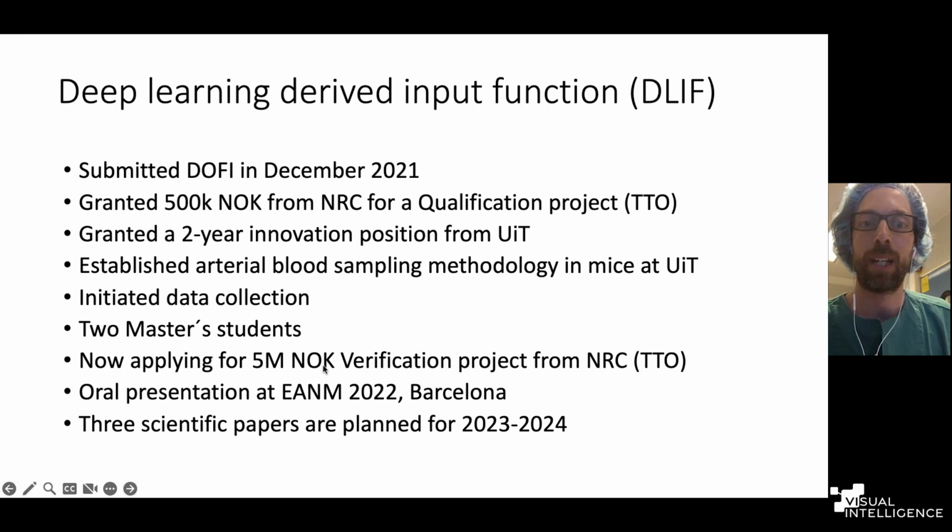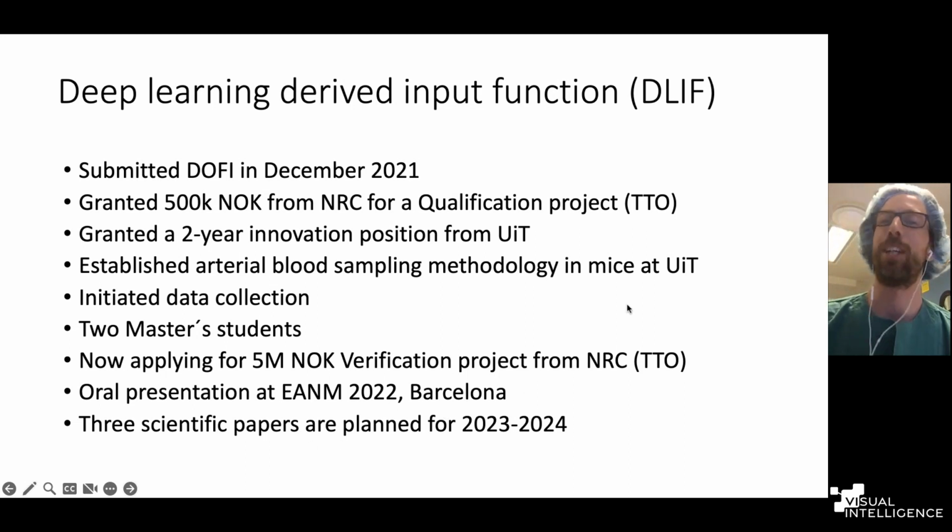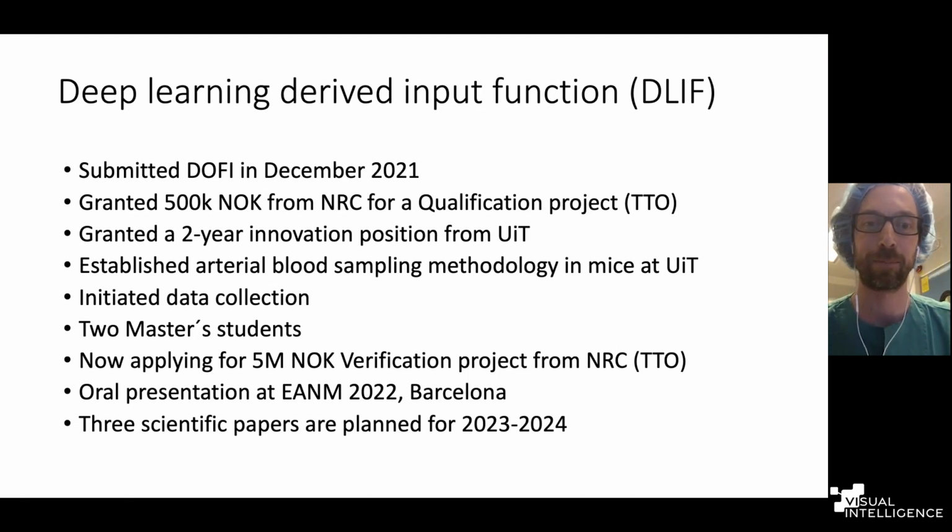And now we're applying for the next step, which is called the verification project from the Research Council, which is a 5 million and 2-year track where you should bring your product to the market. I had some oral presentations in some conferences, and very soon we will start writing some papers that wrap up these ideas.